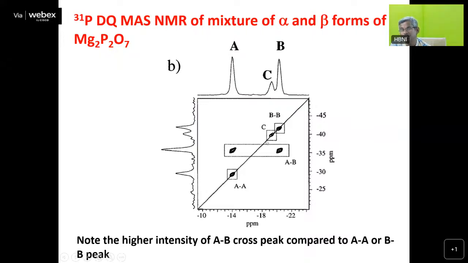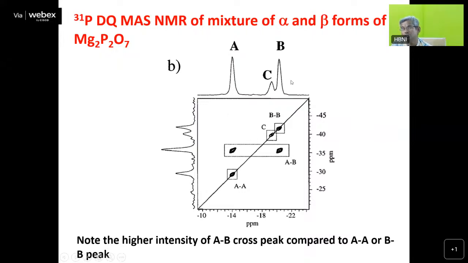But if you see C, there is no exchange possible because C is present as a separate phase, correct? A separate alpha Mg2P2O7 phase. It is not interacting with the beta form of Mg2P2O7. It is only physically mixed. So there is no magnetization exchange between the A or B phosphorus and the C phosphorus. That is why we don't see a cross peak or an off-diagonal peak corresponding to C.